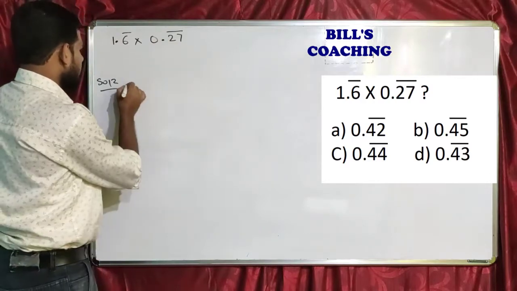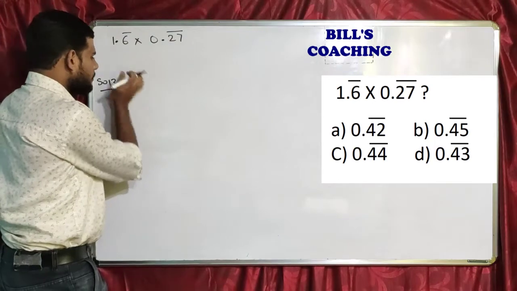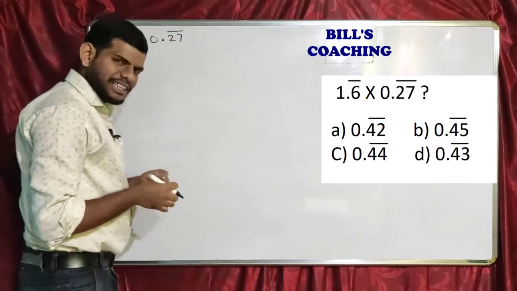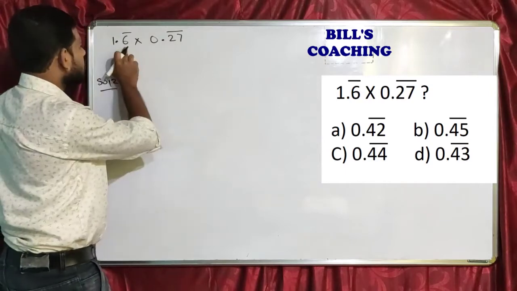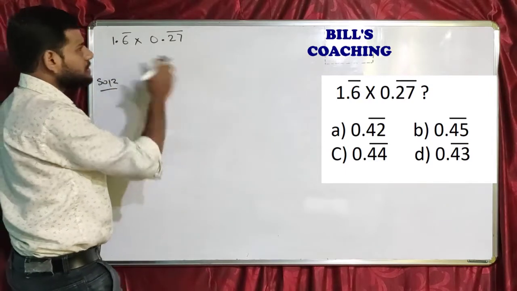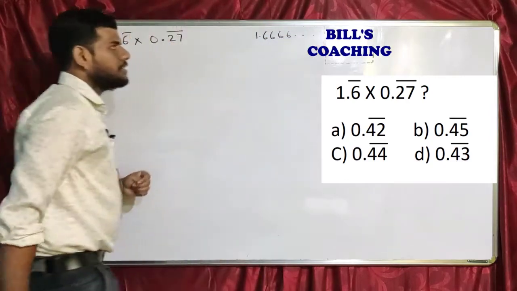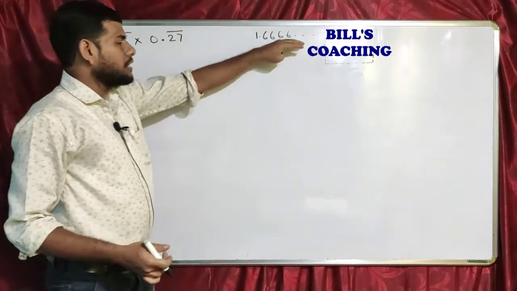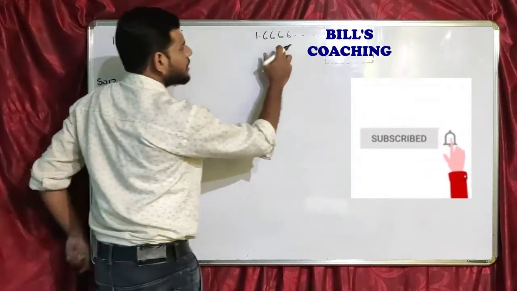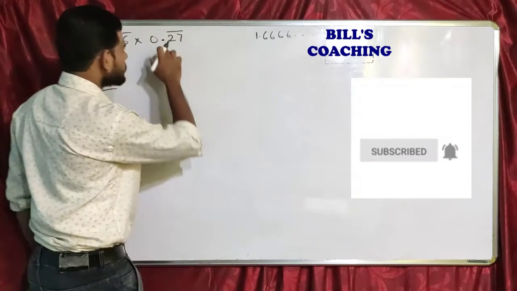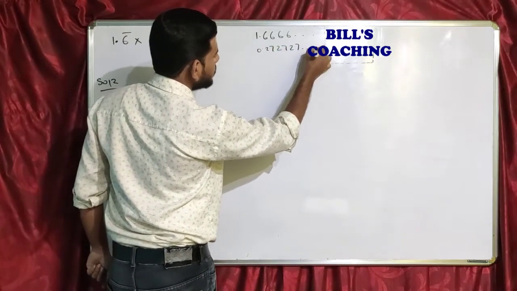Now this problem won't be that simple. Students of 9th standard and older must be knowing this. 1.6 bar means this is not 1.6, it's 1.666 and continuously repeating. It's a recurring rational number, a recurring decimal expansion. And this will be 0.27, 27, 27 and so on.